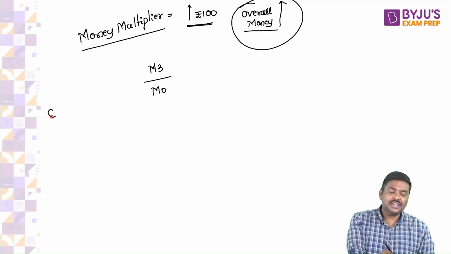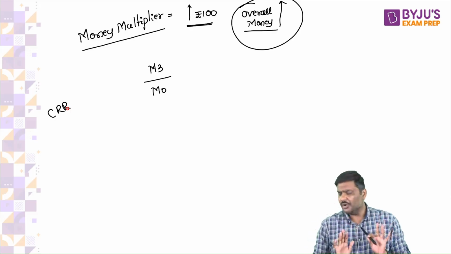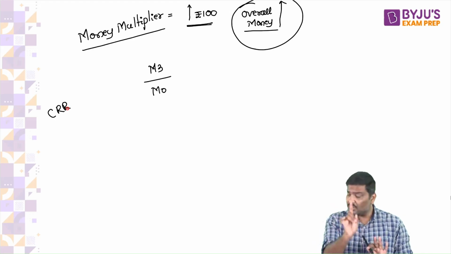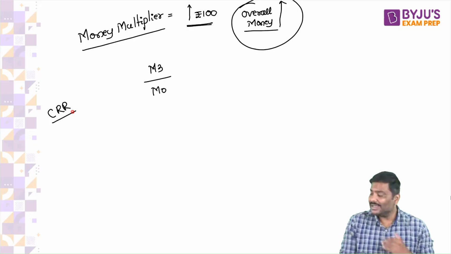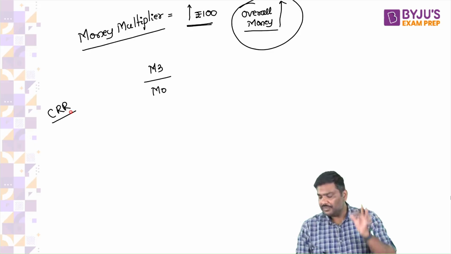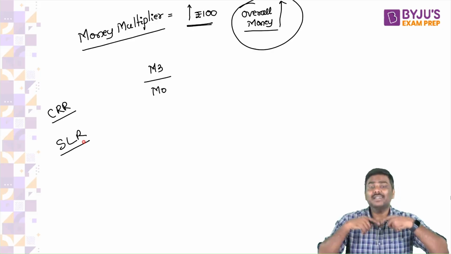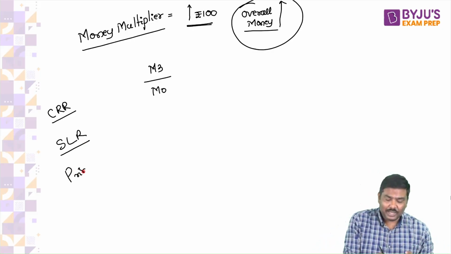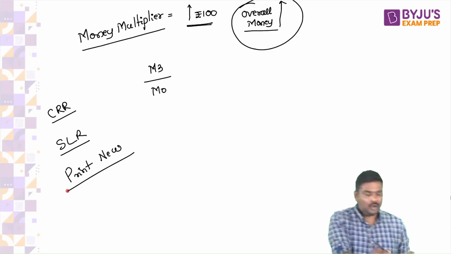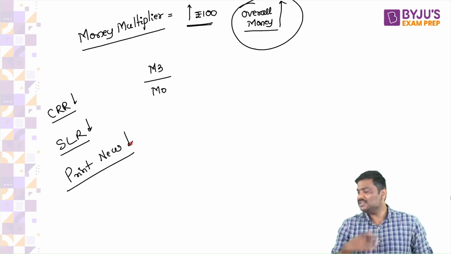For example, let me know. If RBI reduces the cash reserve ratio, will the money multiplier increase? Simple question to all of you. Reduce, not increase, reduce the cash reserve ratio. Will the money multiplier increase or not? Does anybody have a difficulty in understanding this? If RBI reduces SLR, will the money multiplier increase? If RBI prints 100 rupees, prints new currency and introduces it in the market, will the money multiplier increase or not? In all these cases, of course, yes, the money multiplier will increase.